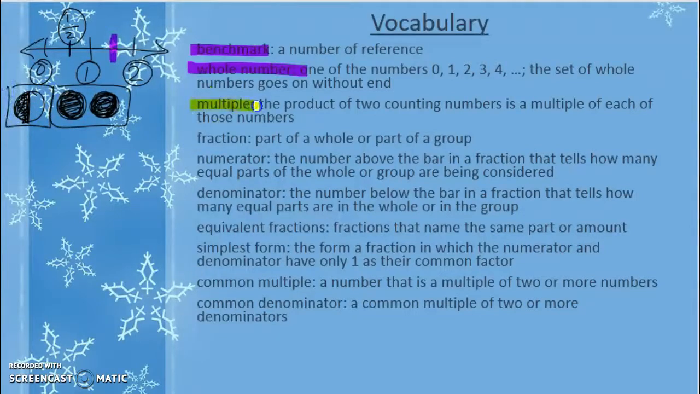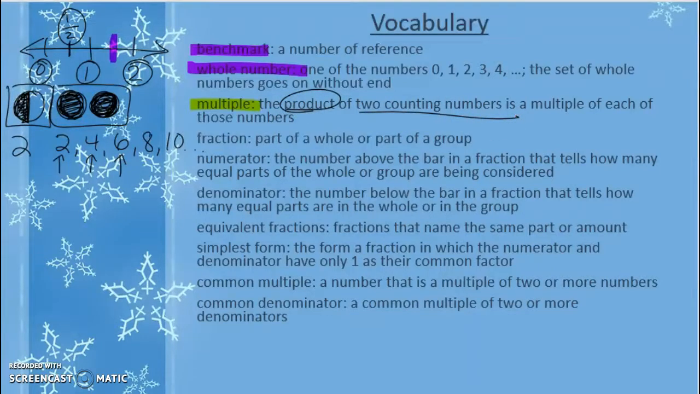We also need to remember the term multiple. For example, the multiples of 2 are 2, 4, 6, 8, 10, 12, and so on. So a multiple is the product that we get of 2 counting numbers. Like this number was 2 times 1. This number was 2 times 2. The 6 was 2 times 3. So it's the product of 2 counting numbers.